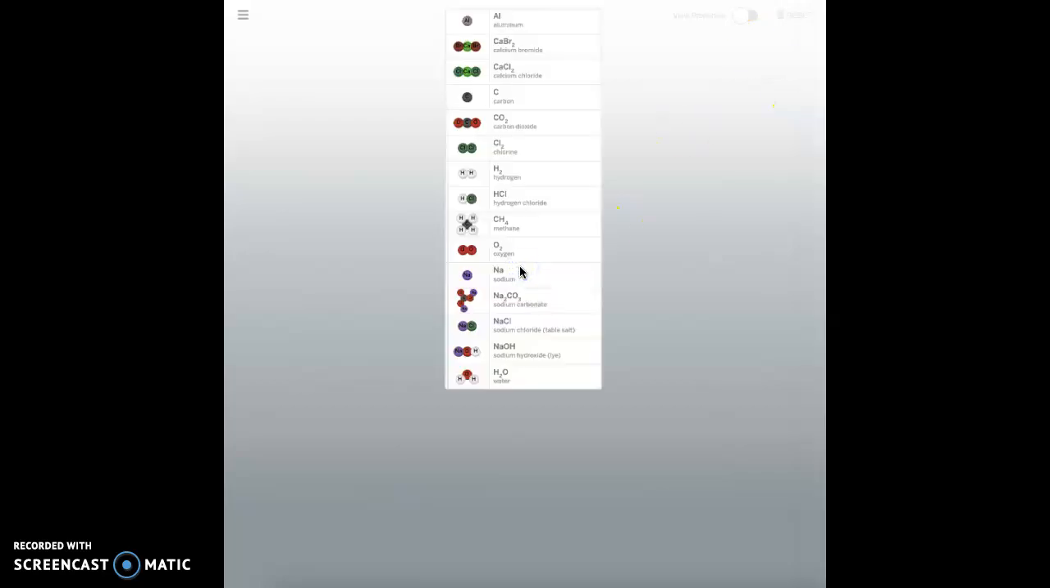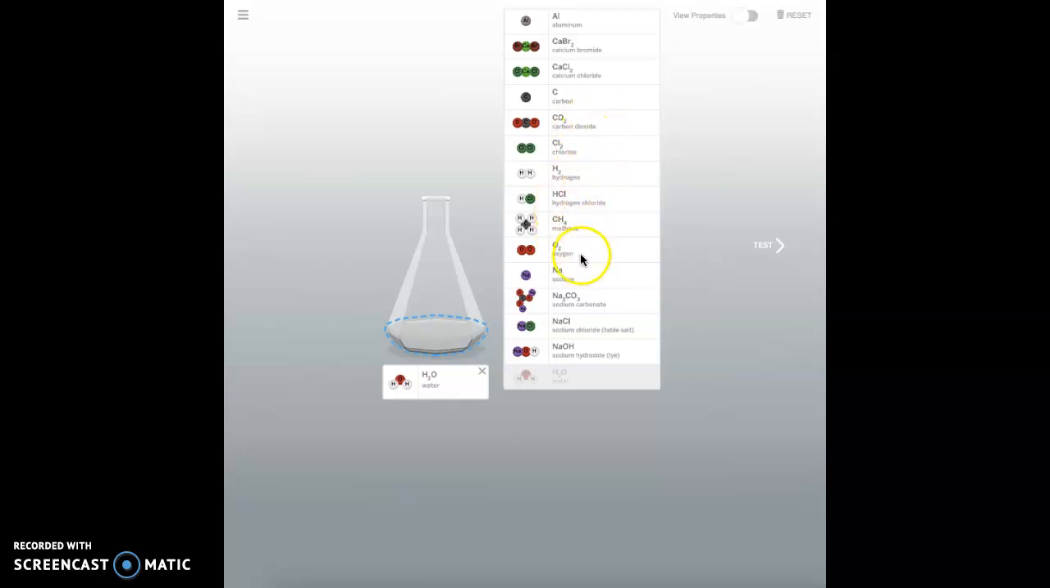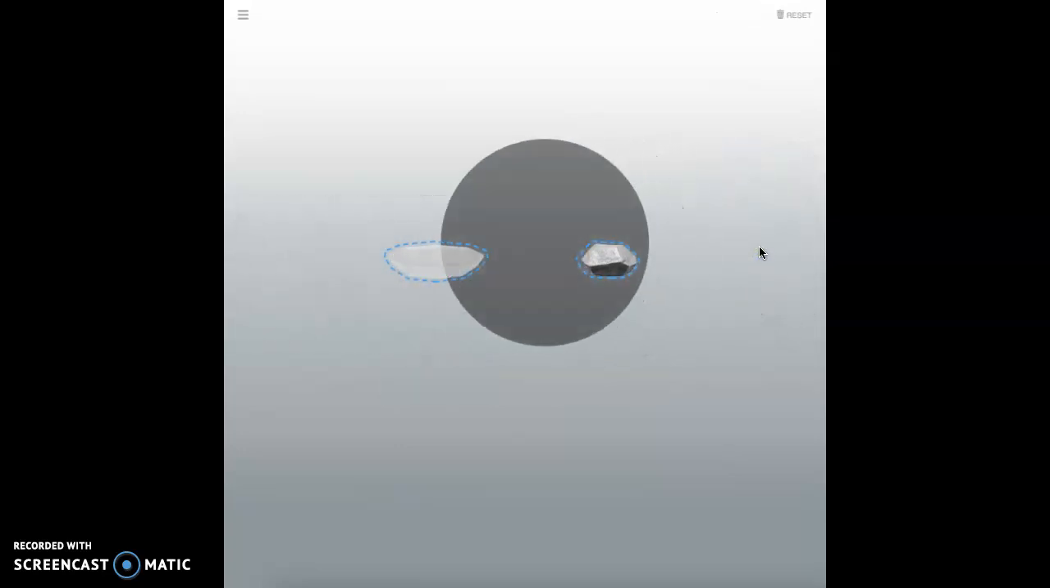Okay. Next, we're going to start using the simulation tool on Amplify to start observing how substances combine together and what happens to them. So looking at question number 2, what two substances were combined together at first? So let's add H2O and sodium. So water and sodium. Let's add those together and let's see what happens to the molecules.